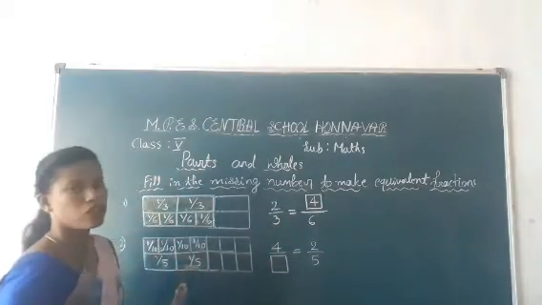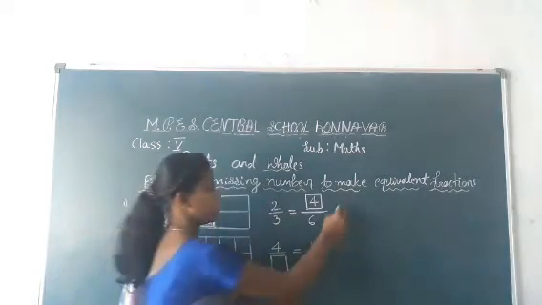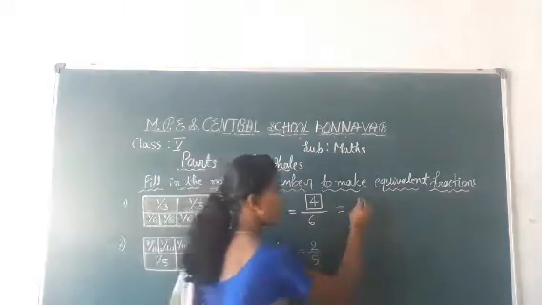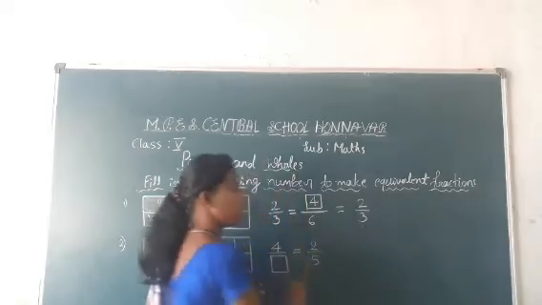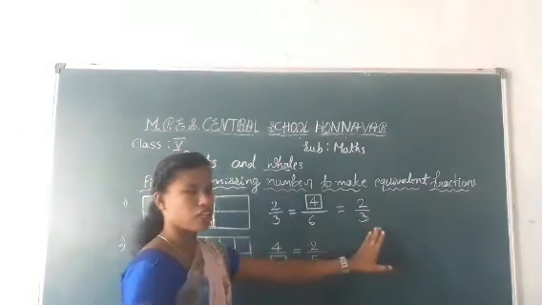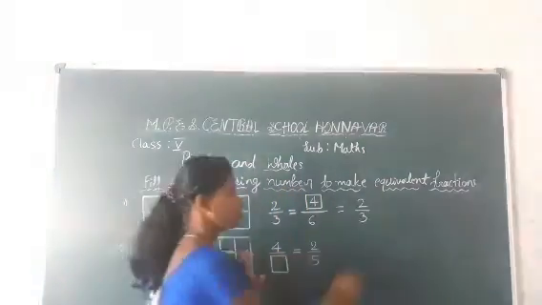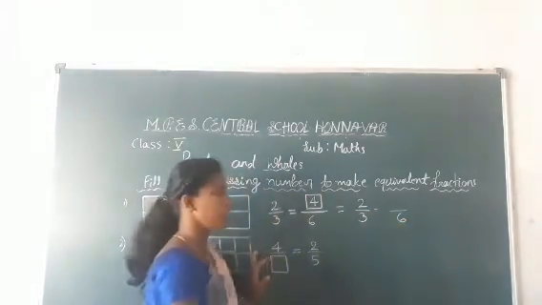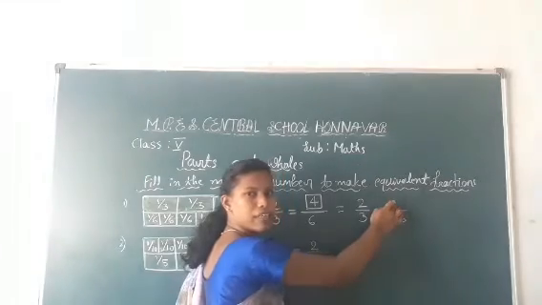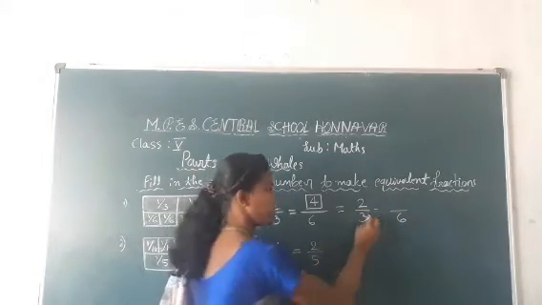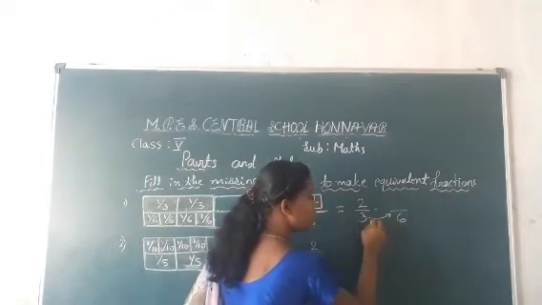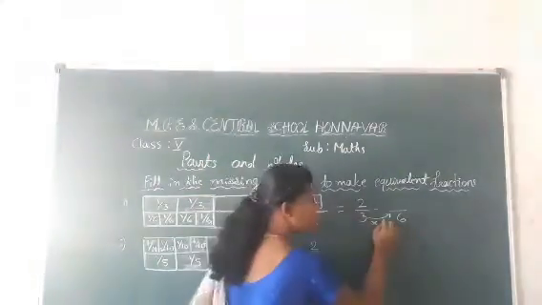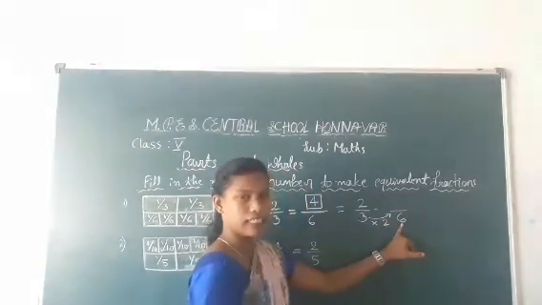You also do it like this. Here we have 2 by 3, and we want the equivalent fraction of 2 by 3. For that, we already have 6 in the denominator. Now we need the numerator. For that, what do we do? If you multiply 3 and 2, we get 6.